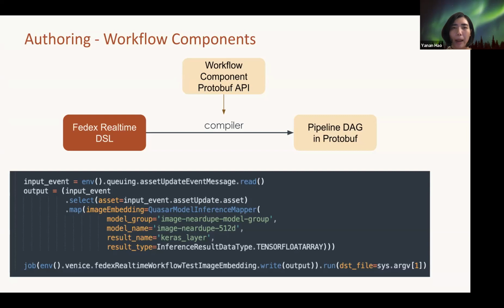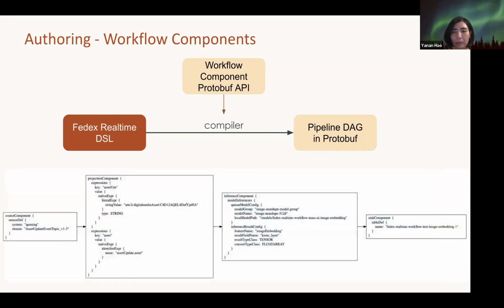During build time, the compiler will take the workflow component protobuf API to translate this piece of DSL into a pipeline DAG in protobuf, with each node being a workflow component. Here is a graphical view of the generated protobuf file. You can see it's a simple DAG constructed from the source component, the projection component, the inference component, and the sink component.